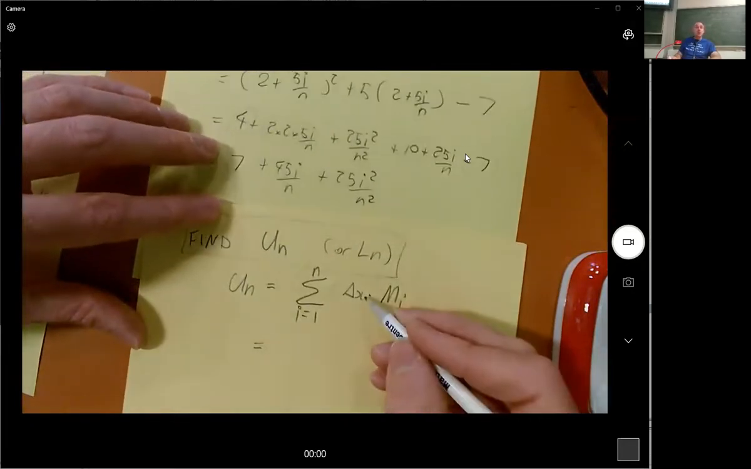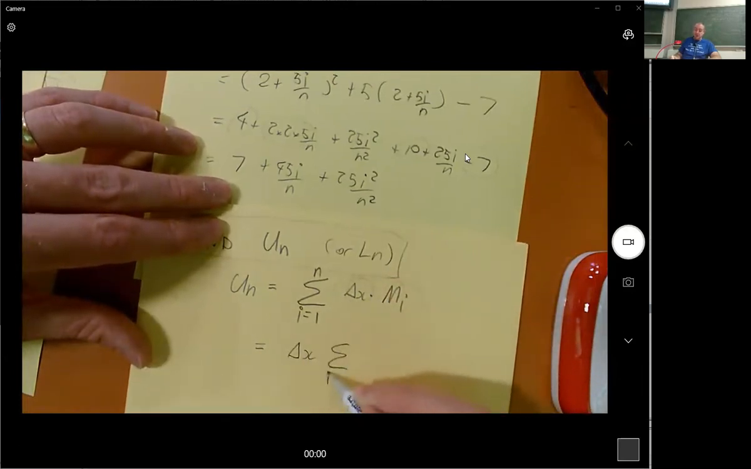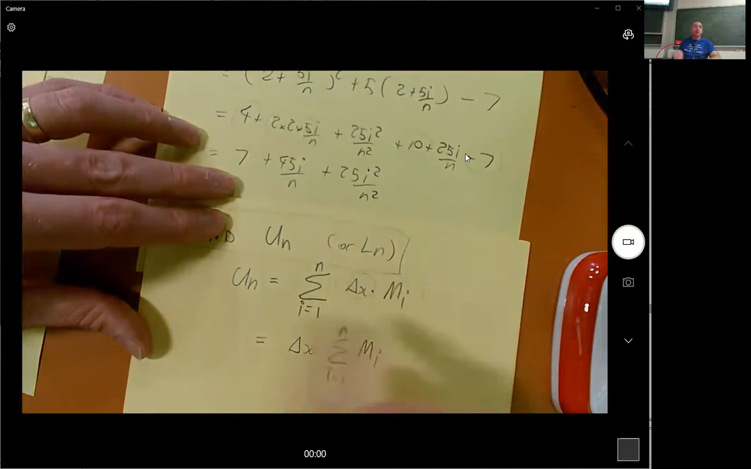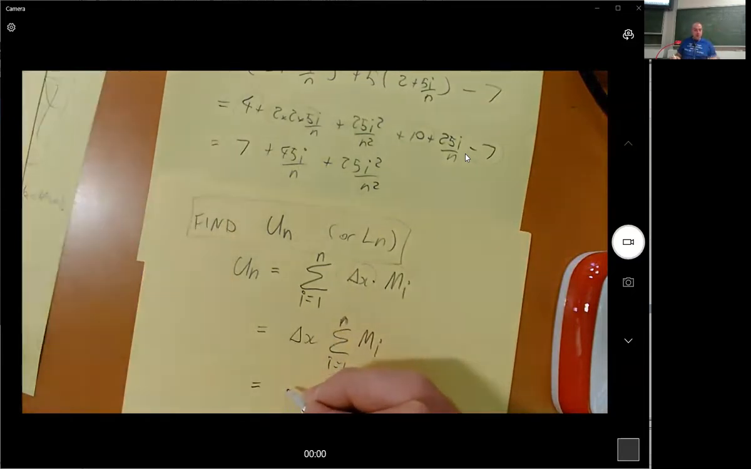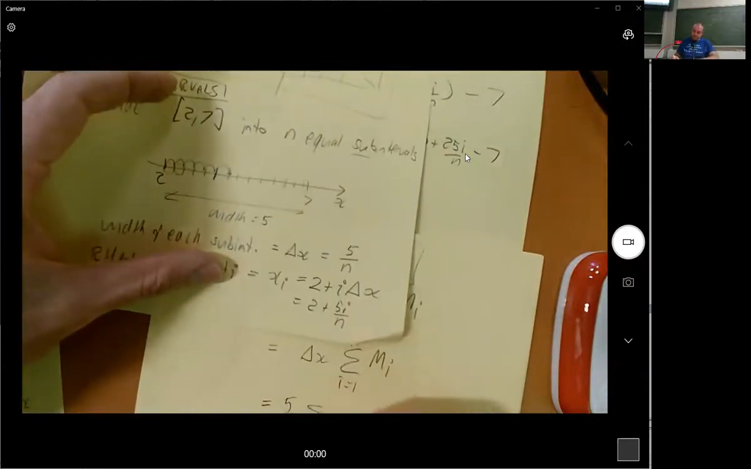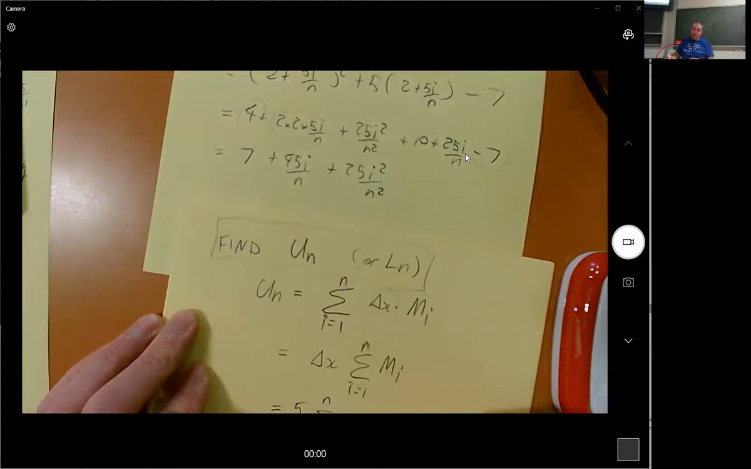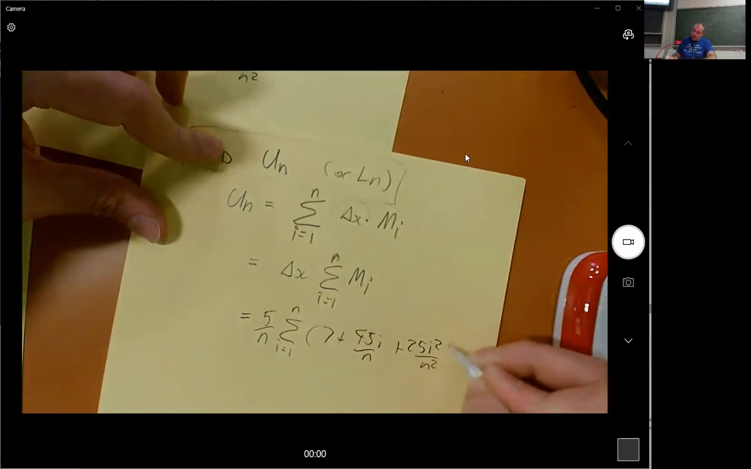Now, that delta x is the same no matter what i is. Doesn't matter which interval I'm at, that delta x is always the same. So multiplying them all by delta x and then adding is the same as adding them and then multiplying by delta x. It's the distributive law. All right, my delta x is 5 on n. And my capital M_i is 7 plus 45i on n plus 25i squared on n squared.